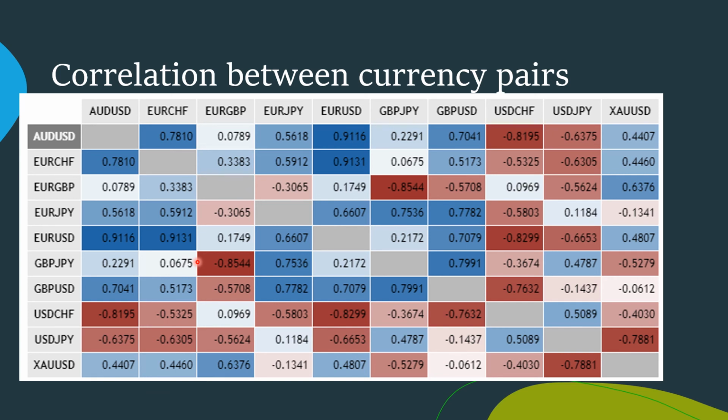Now let's look at an example of when they have the same counter currency with the Australian dollar to the US dollar and the euro to the US dollar. As you can see, they again have a very strong positive correlation of 0.91.